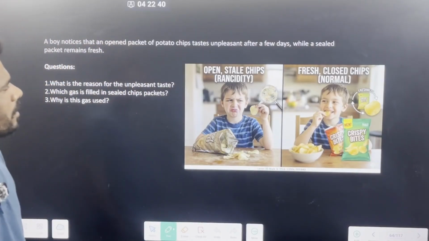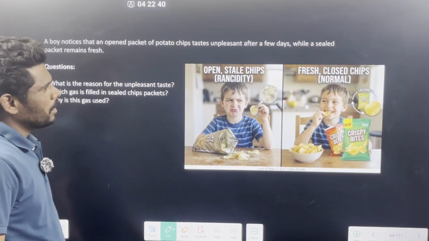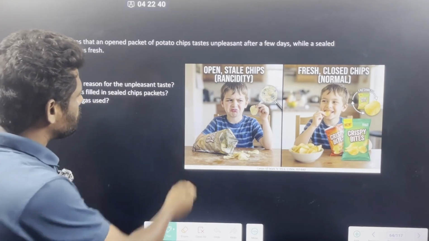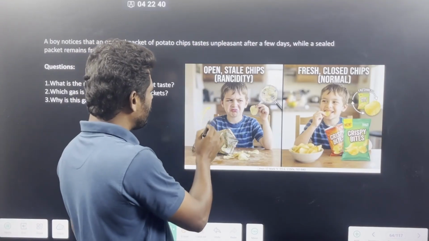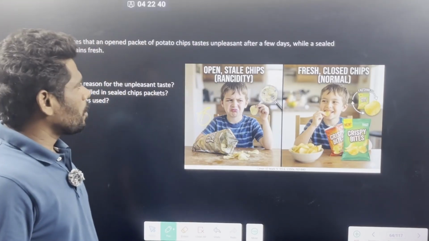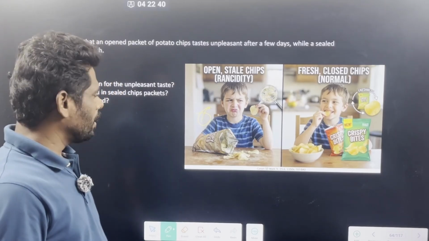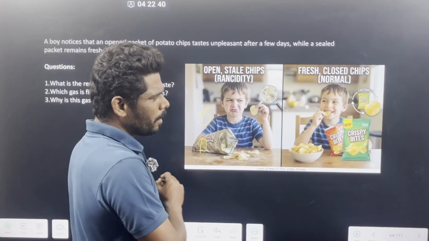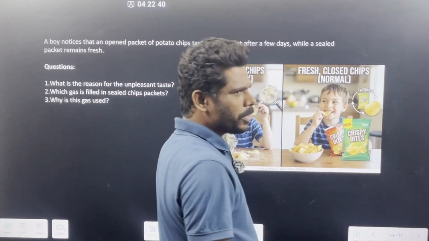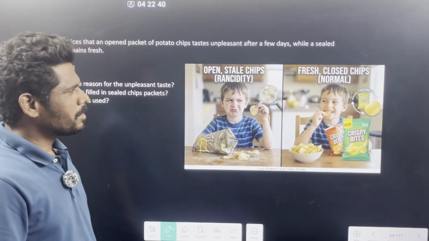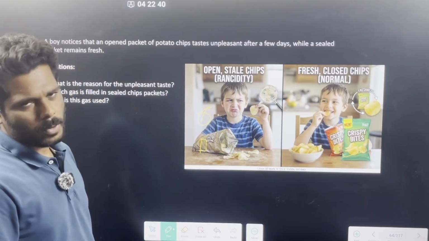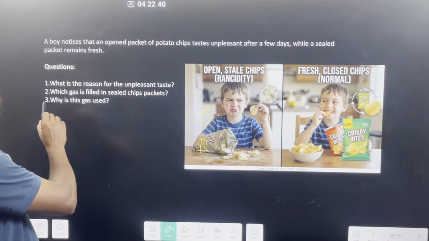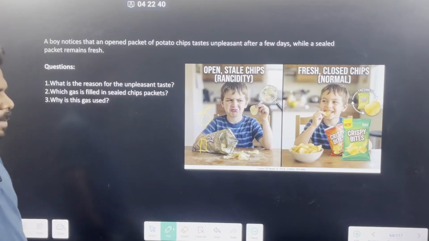Another interesting question here. If you compare both the pictures, you might have understood a simple thing. In the first picture, the boy is really disappointed because the chips have become stale and unpleasant in taste and smell, where the chips packet was open. This picture shows the chips packets were fresh because they were sealed properly, closed properly. What's the reason for the unpleasant taste and smell? What kind of gas is filled in those chips packets?